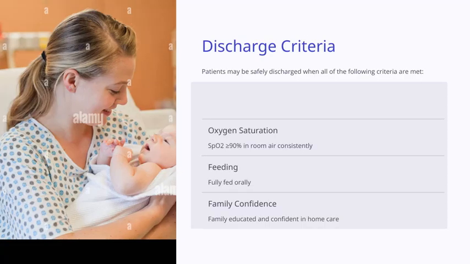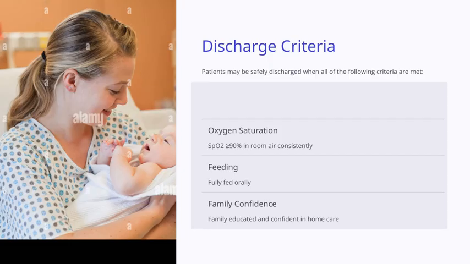All right, let's talk about discharge criteria. Patients can be safely discharged when certain key points are met. First, oxygen saturation is crucial. We want to see a SpO2 of 90% or higher in room air consistently. This indicates that their lungs are functioning well enough without supplemental oxygen. Next, feeding is important. Patients should be fully fed orally, ensuring they can take in enough nutrition on their own.